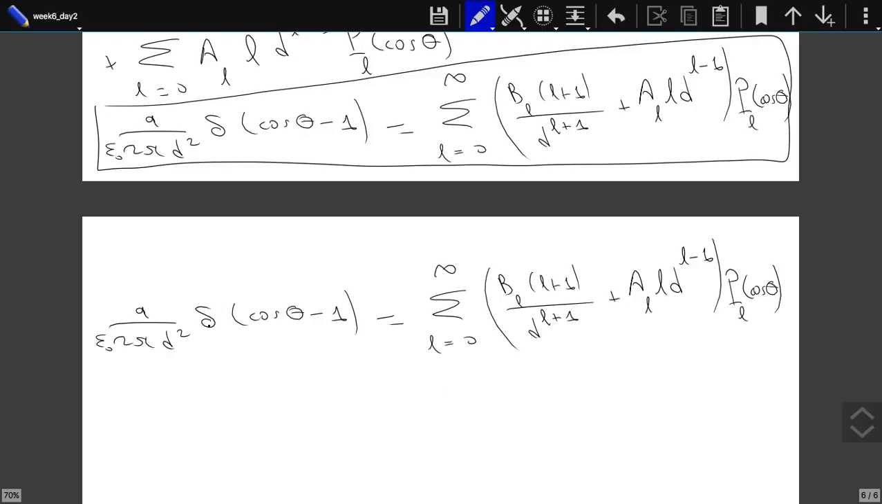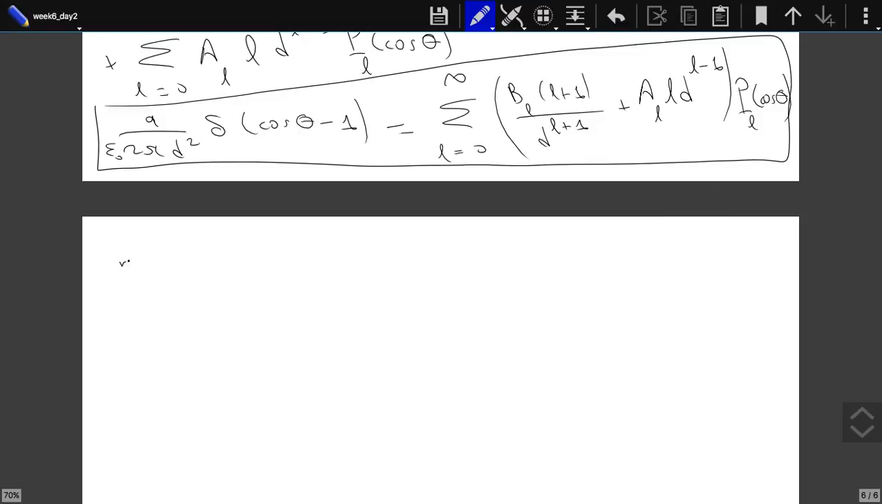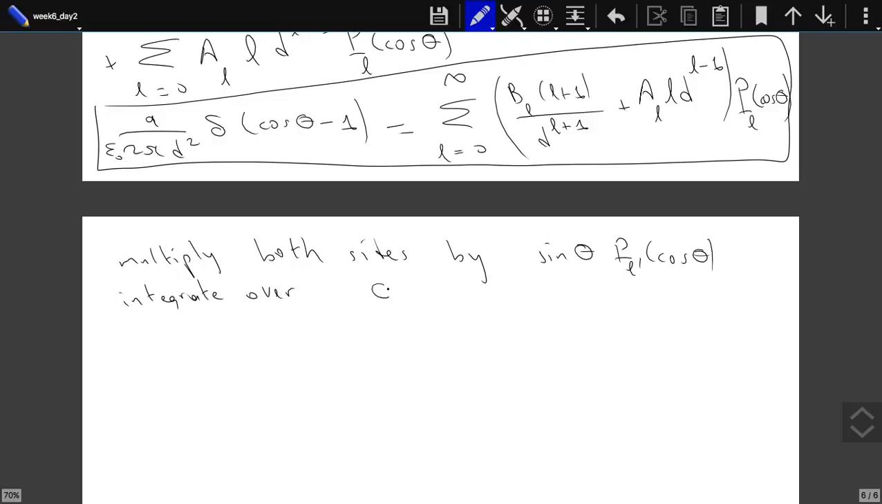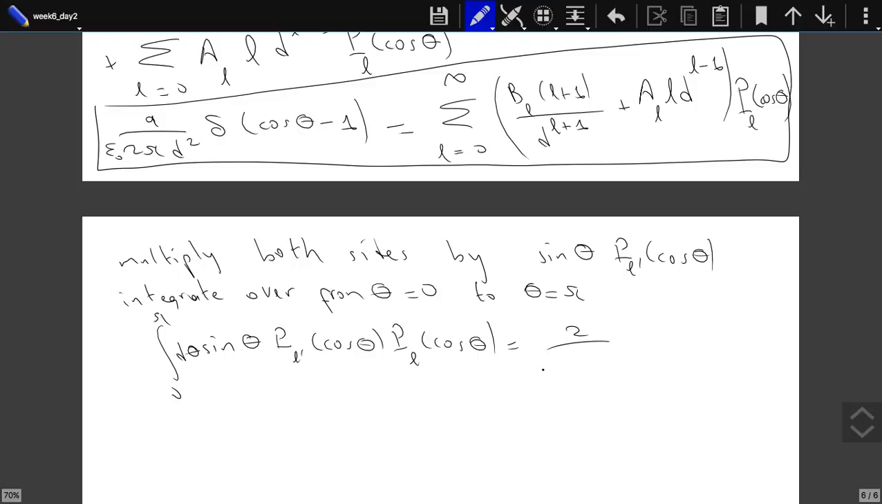Now, what I will do is multiply both sides by sine theta P_L prime of cosine theta and integrate over theta, from theta equal to 0 to theta equal to pi. That is what I will do. Well, why? Because I know this property of the Legendre polynomials. I know this property.